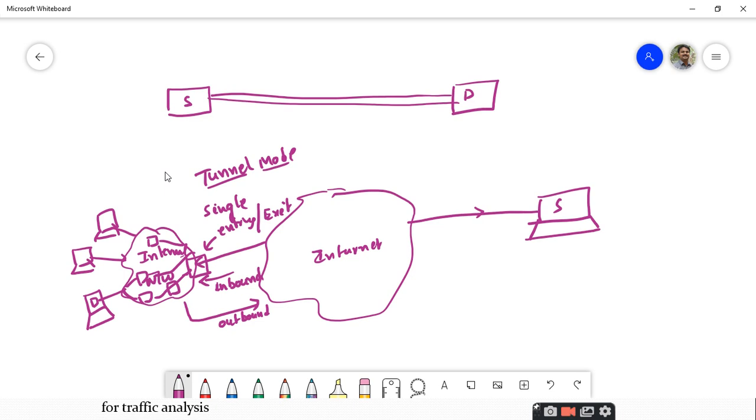So the inbound and outbound packets of the network are very important. The inbound packets and the outbound packets are going to be transmitted through the same single entry and exit point. This single entry and exit point we can call the gateway, or it can be a firewall also.